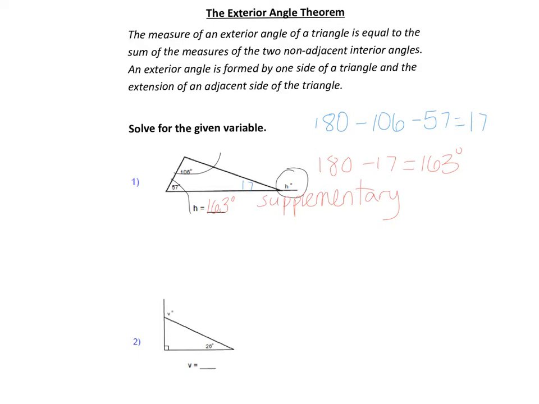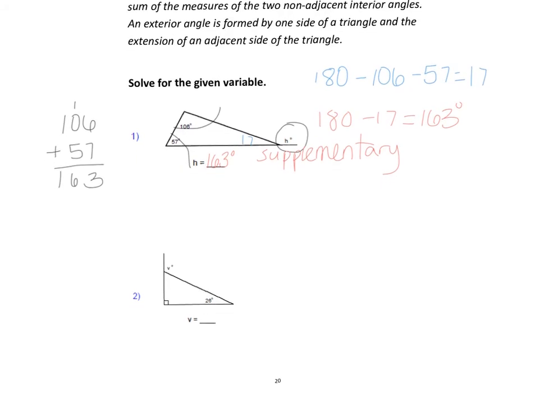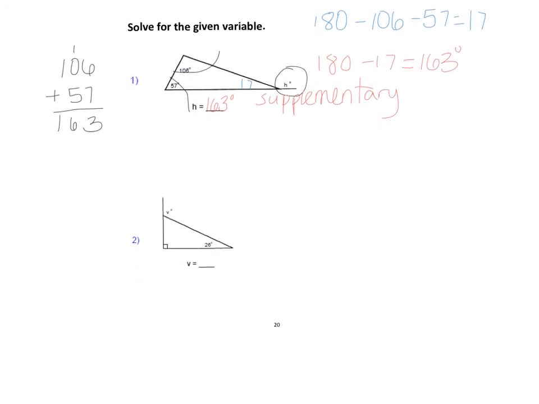But if we were to add 106 plus the 57, we should notice that we end up with 163 degrees. Therefore, based on the exterior angle theorem, we find out that H is 163 degrees. Let's take a look at number 2.